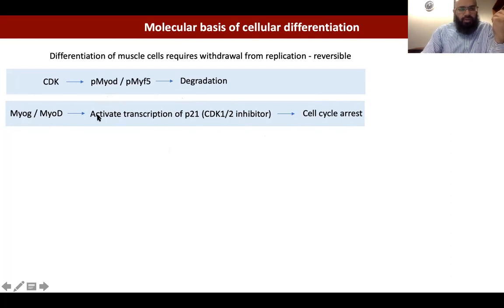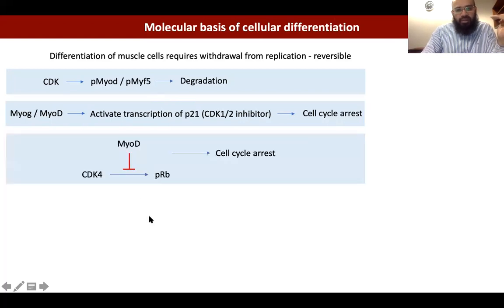So MyoG and MyoD start activating p21 when they get a signal to differentiate. And then there are also a lot of details about what signals them to differentiate. I don't think that we should go into that, because here we're discussing this in the context of development and differentiation, not in the context of molecular biology. So I will not go into the detailed molecular pathways, where the signal comes from. But there are different extracellular signals that basically lead to the activation of p21, which leads to cell cycle arrest.